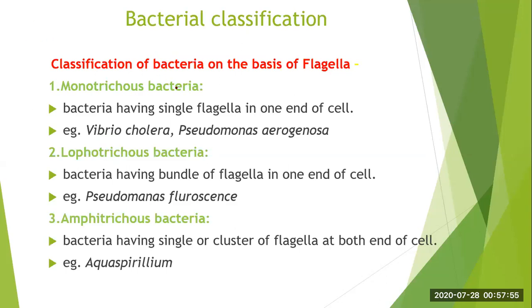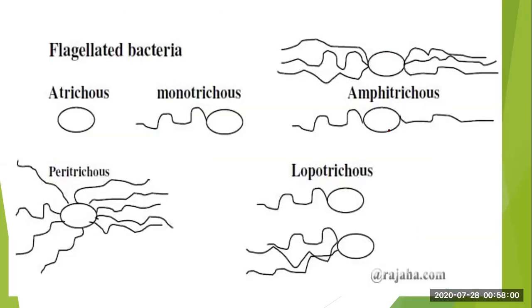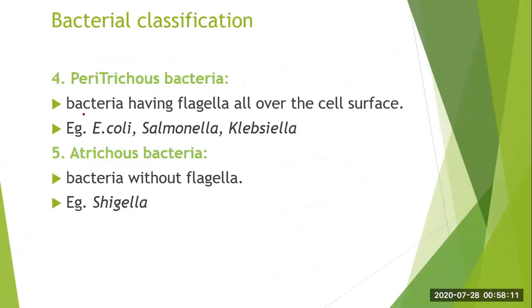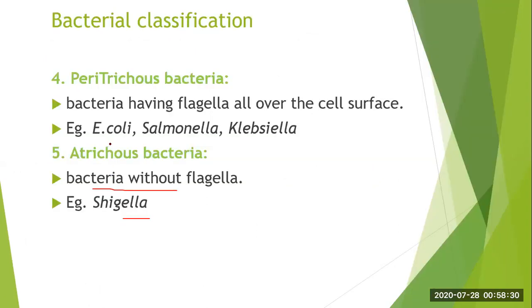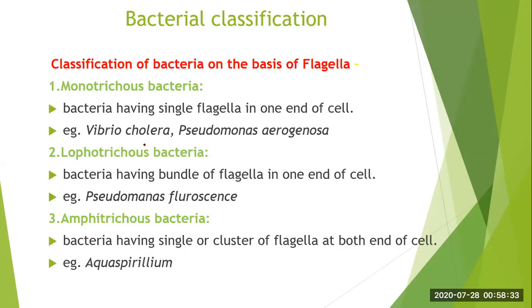Then the bacterial classification based on flagella. We know what flagella are. If you look at the figure, there are some flagellar arrangements, and based on that arrangement we have classified the bacteria. For example, Atrichous means bacteria without flagella, for example Shigella. Then Peritrichous means flagella are present all over the cell surface, for example Salmonella and E. coli.